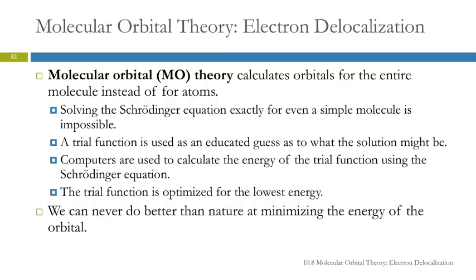So molecular orbital theory. This is the last bonding theory we're going to cover. This is often abbreviated MO. Where's the MO theory? Molecular orbital theory. In this theory, instead of looking at orbitals that are on individual atoms that are localized, we're looking at orbitals for the entire molecule that are delocalized.